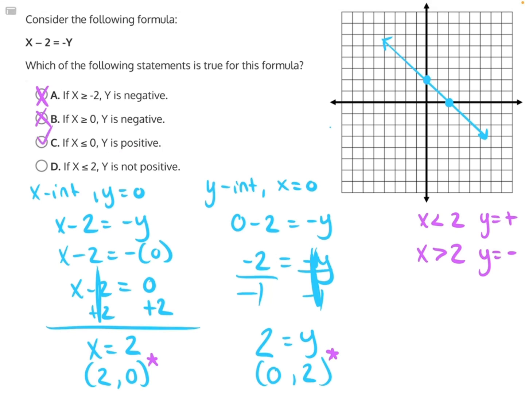But let's take a look at why D is incorrect. D says if x is less than or equal to 2, then y is not positive. Well, that's not true. Everything less than this value is nothing but positive values. So D is incorrect, making C our correct answer.